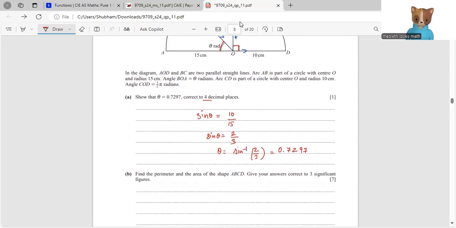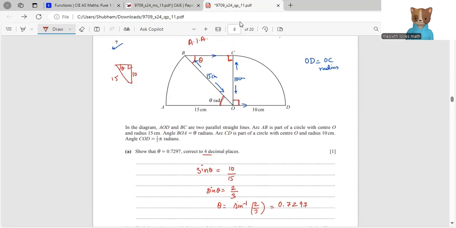Okay. Now moving on to the second part. It says find the perimeter and the area of the shape ABCD. Give your answers correct to 3 significant figures. So let's find the perimeter first. Perimeter means the periphery, right? So I should know what is the perimeter. This is AB plus BC plus CD and then AD, right?